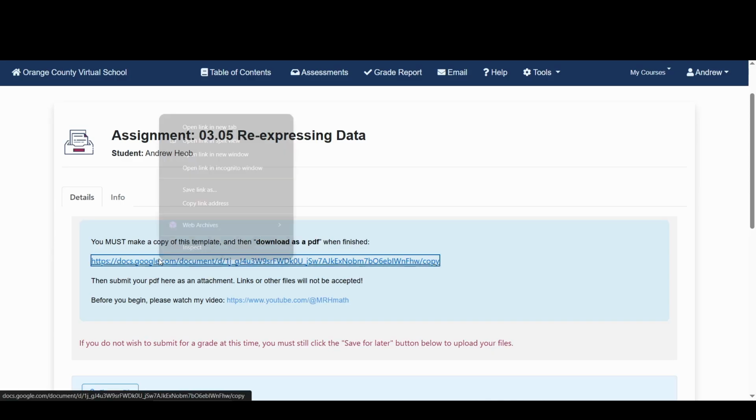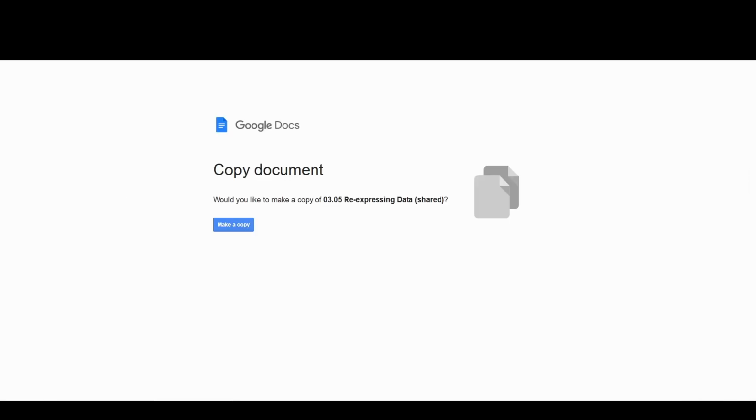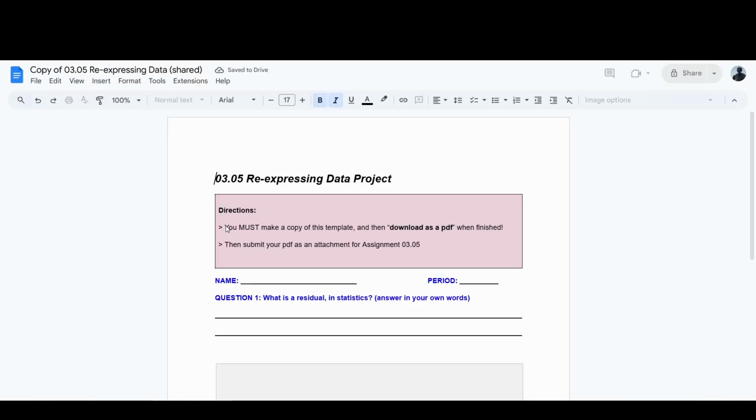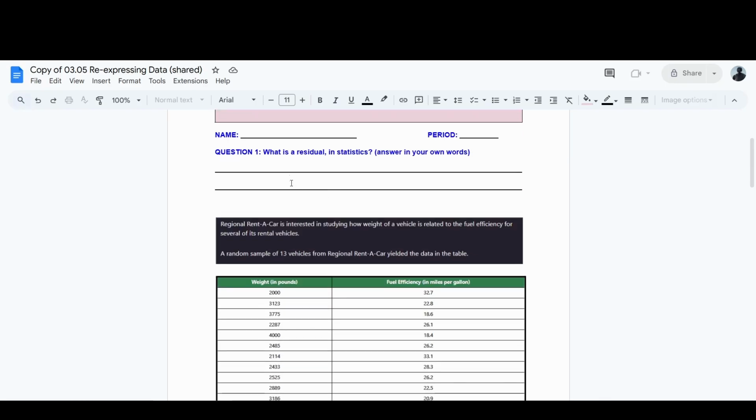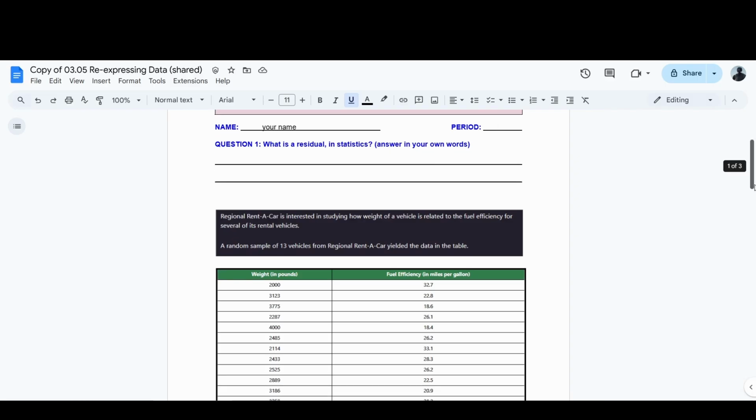I'll start that by opening this link. It's going to tell me to make a copy of the template, which I will do. Again, here are the directions: make a copy of this, download it as a PDF when we're done, and then we'll come back and submit it into the assignment. First of all, you will start just by typing your name into here. Tell me which period you are in. And I'll start us off with a question.